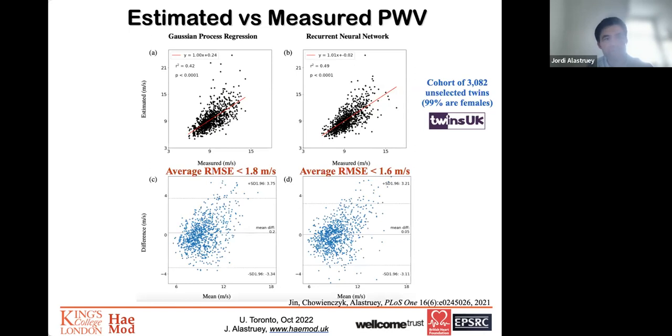And the average root mean square errors for all the estimated pulse wave velocities for the over 3,000 in vivo subjects that we had in this study were smaller than 1.6 meters per second using a recurrent neural network, and a slightly larger, so 1.8 meters per second using Gaussian process regression. So in relative errors, these are around 15% errors.